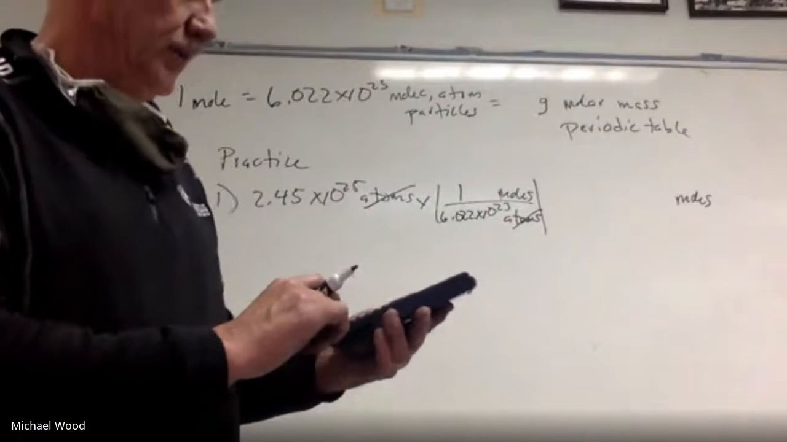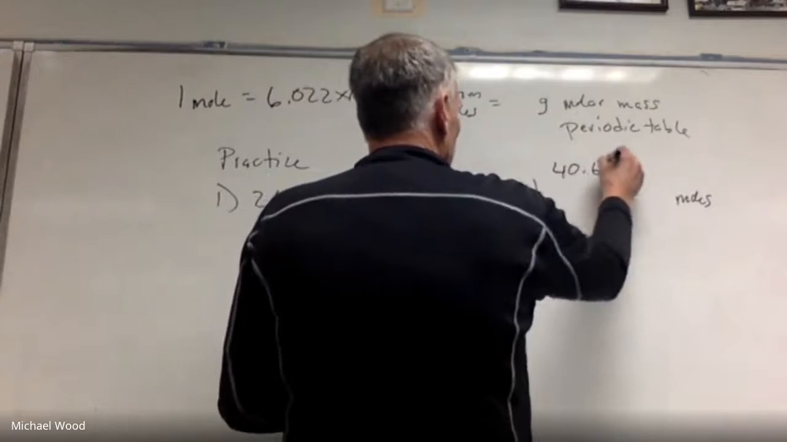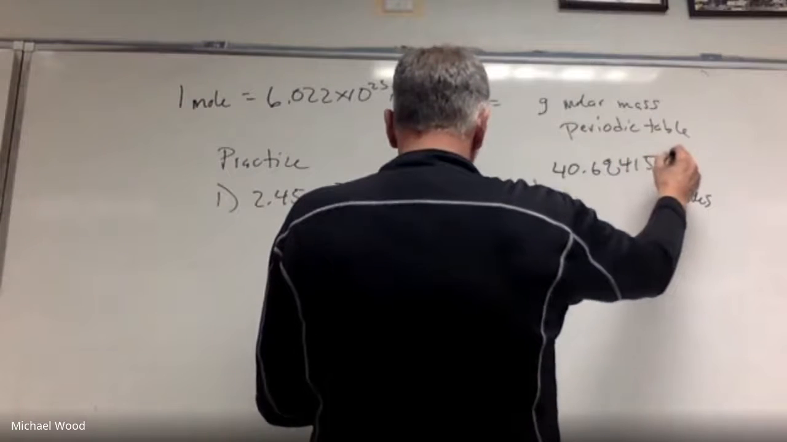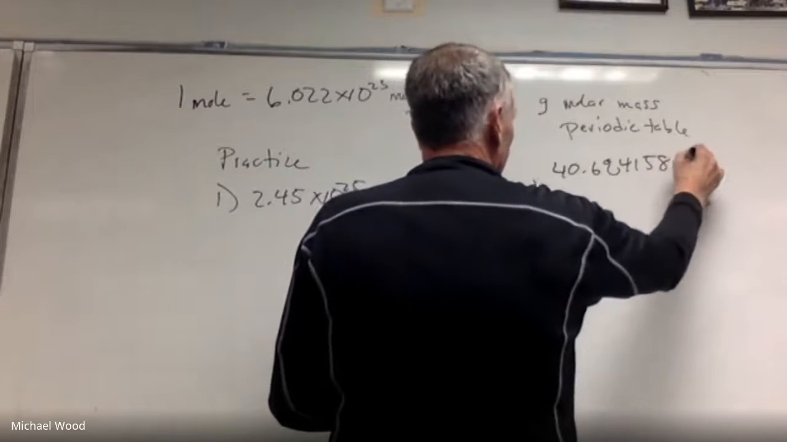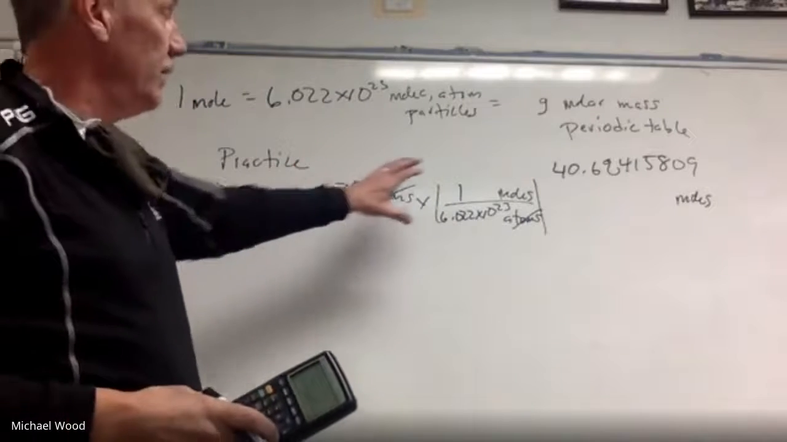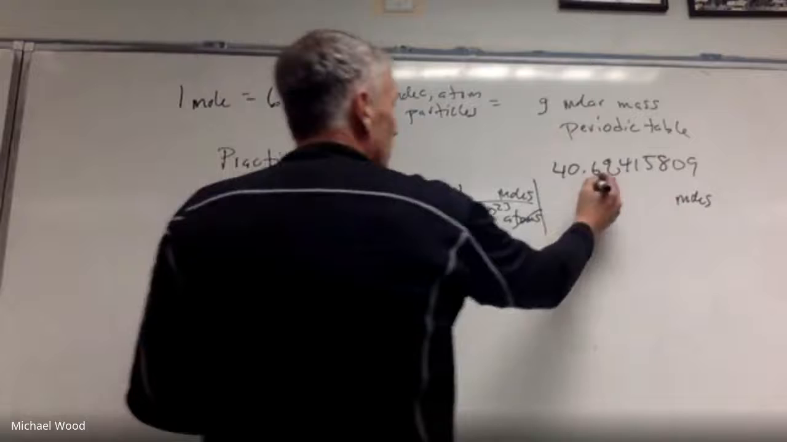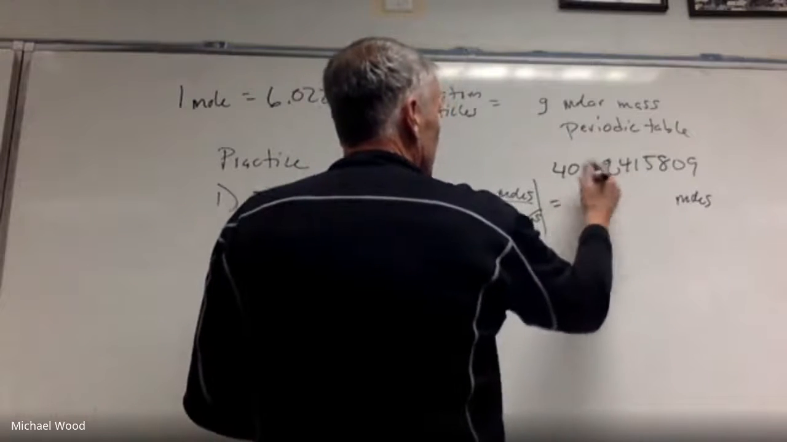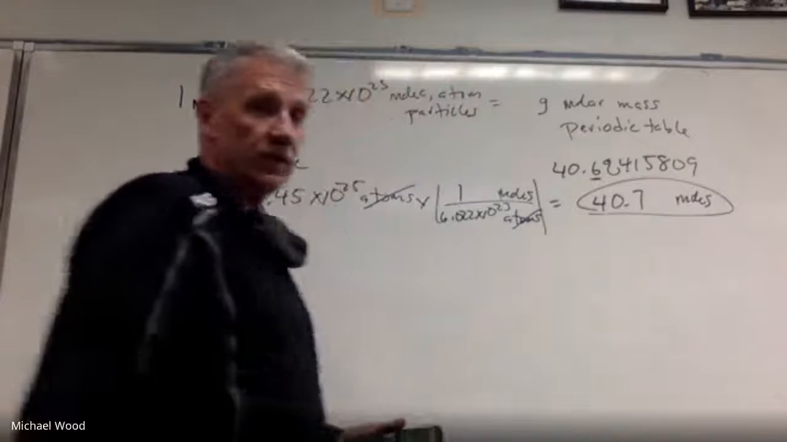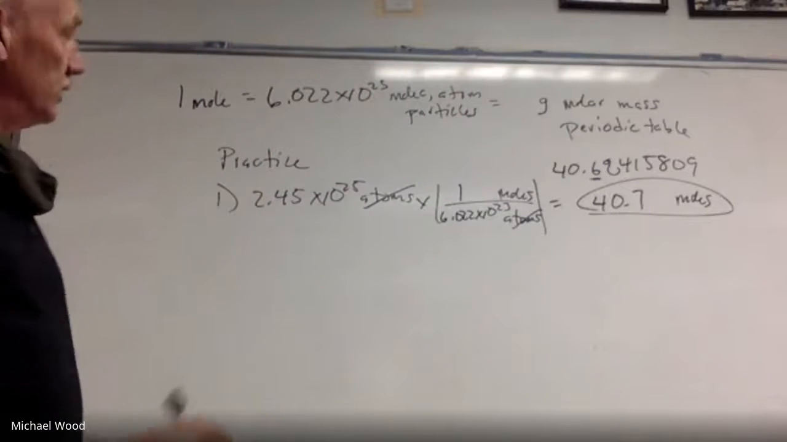And then I hit enter, and I watch sig figs. So what I get here is 40.68415809. But the sig figs are determined by the number I started with, not by what's in here. So that has 3 sig figs, so I want 3 sig figs, which means I'm going to round it to 6, and the 8 tells me to round up. So what I get is 40.7. Okay, number 2.